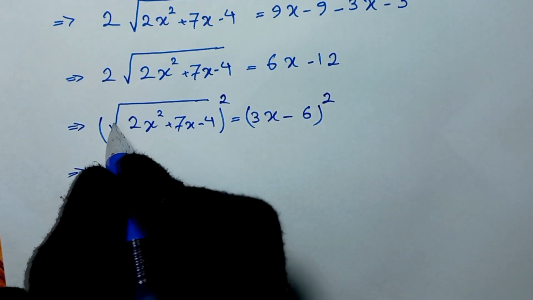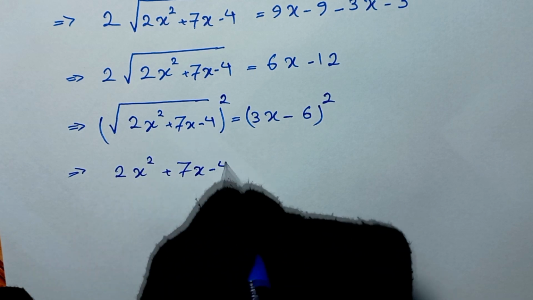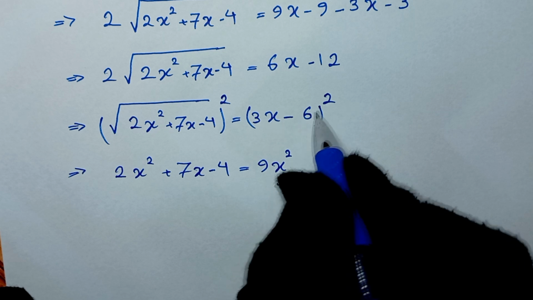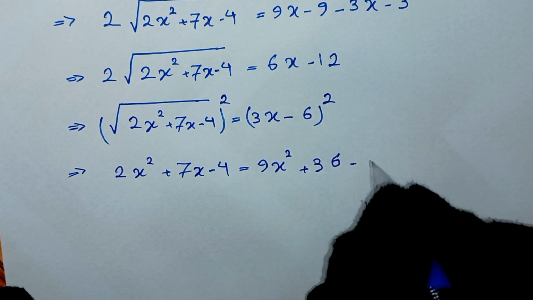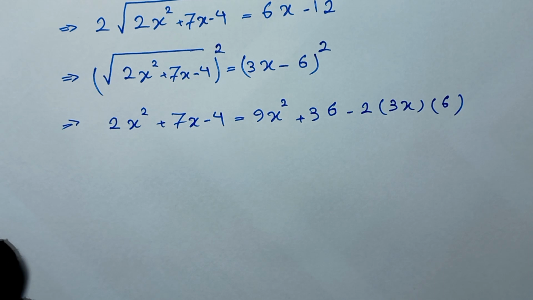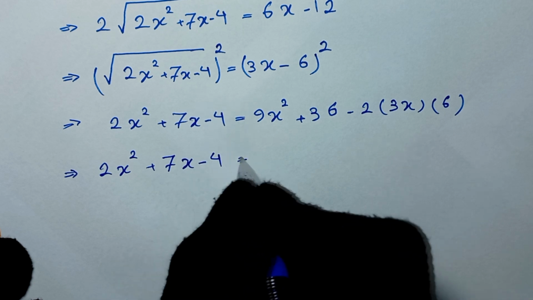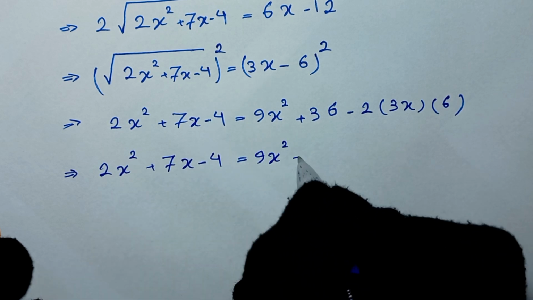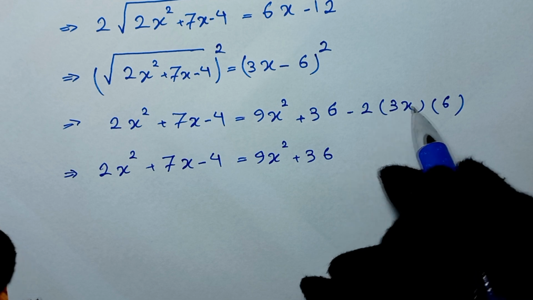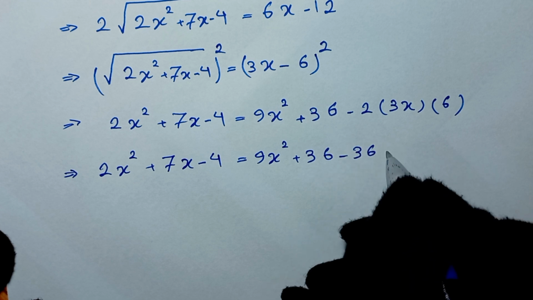In here, this square root will cancel and it will be 2x squared plus 7x minus 4 is equal to 3x to the power of 2, it will be 9x squared, and 6 to the power of 2, it will be positive 36, and minus 2 times this, 2 times 3x times 6, and it will be 2x squared plus 7x minus 4 is equal to 9x squared plus 36, and in here negative 2 times 3x, it will be 6x, negative 6x, and times 6, it will be negative 36x.